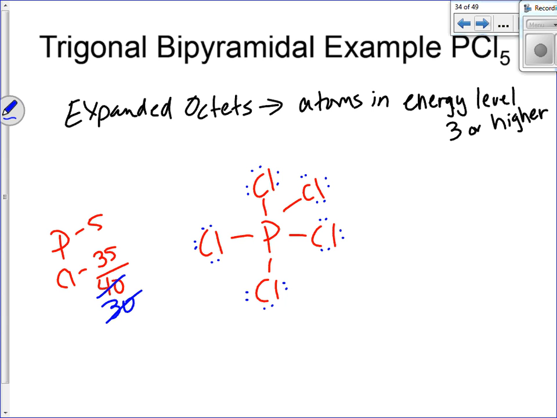Now, as you saw, between the outer CLs here, you do have a 180-degree angle going this way. You have a lot of 90-degree angles as well. And then between the ones that go around the middle atom, these are all 120s. So you have like 3 different angles involved here. Okay?